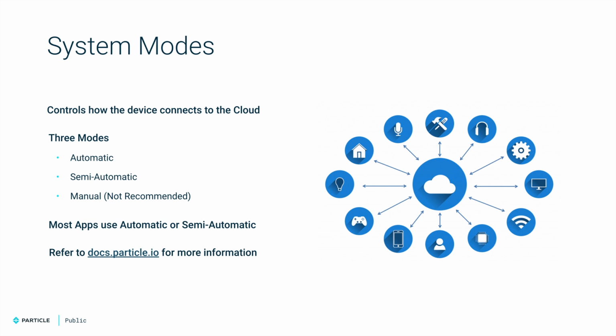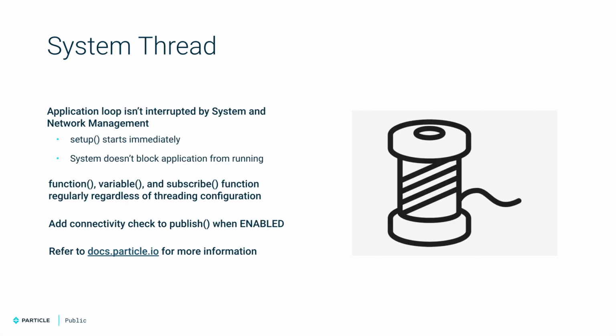The system modes also work with system threads, so let's learn about the various threading options. The System Thread DeviceOS API allows the user to select whether or not the user application is blocked by having an active connection. When enabled, the setup and loop functions run immediately versus being blocked waiting for the connection. Our recommendation for most applications is that threading mode is enabled, which is contrary to how our counter application was set up previously. We're going to fix that.